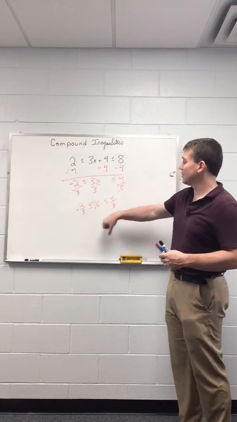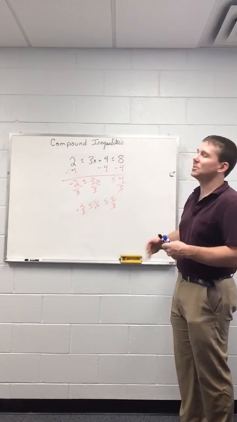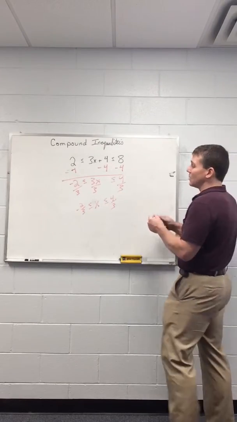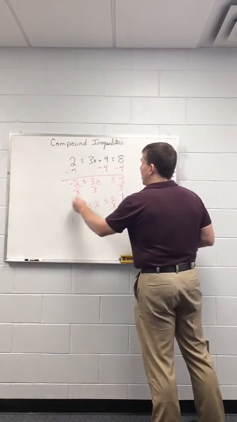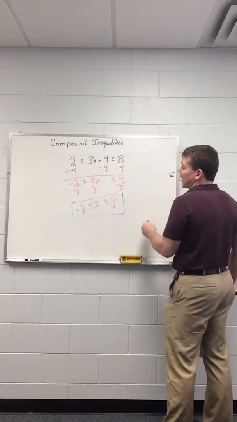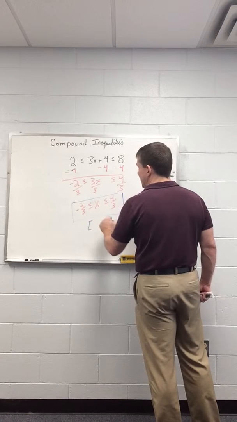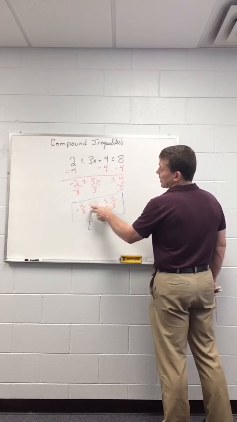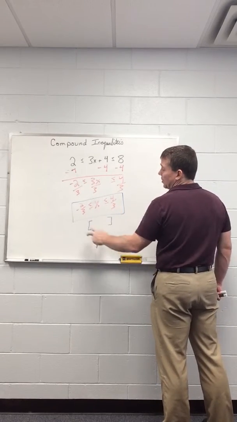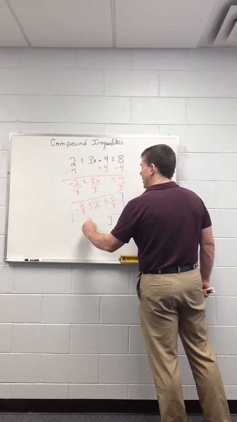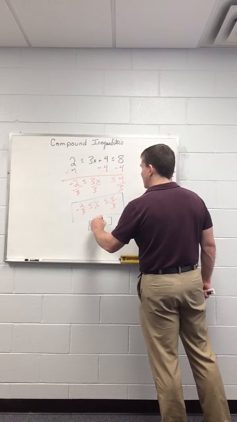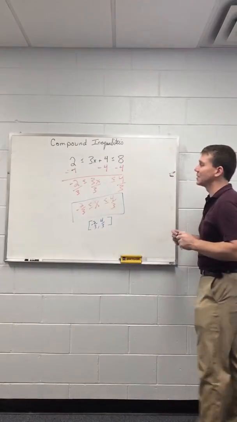Negative 2/3 is less than or equal to x. X is less than or equal to 4/3. We just did it all in one shot here. And all that means is, this is my answer, and when I set up an interval for my solution, since both of these are less than or equal to, greater than or equal to, I use brackets, and I go from negative 2/3 to positive 4/3.